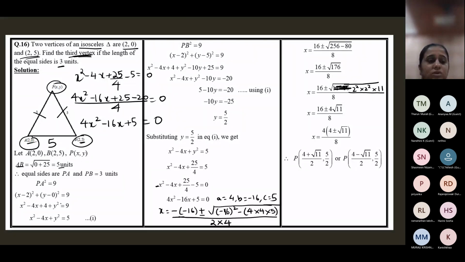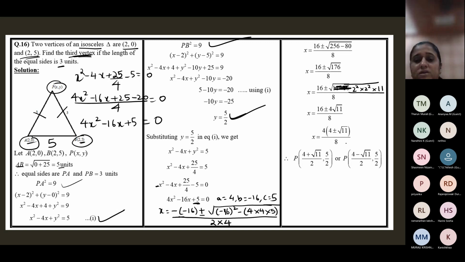So they are the conditions. PA is equal to 3, PB is equal to 3. So work with PA is equal to 3 and PB is equal to 3. On squaring both the sides, PB square is 9, PA square is 9. So this is your first equation. On solving here, you get the value of y. You have to find the values of x and y in order to find the coordinates of P. So once you find y, you substitute in the first equation to find the value of x. You get a quadratic equation.